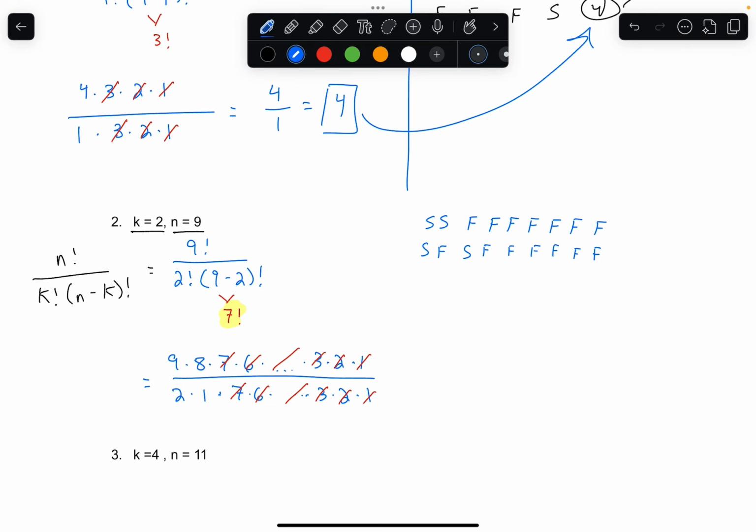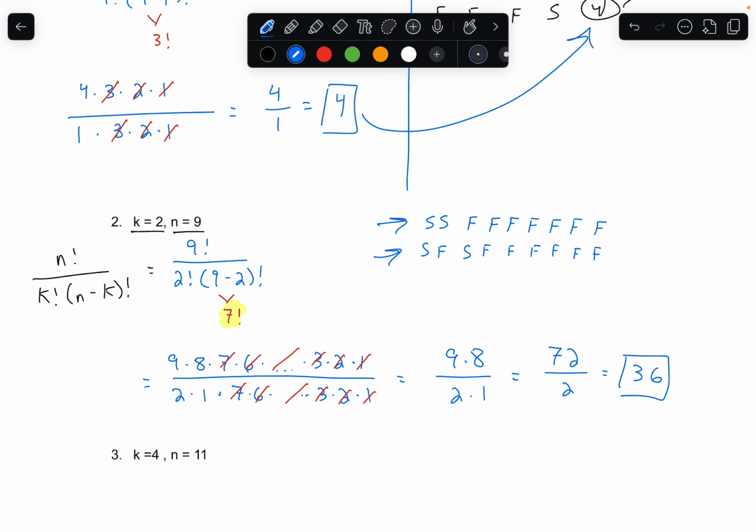So what am I left with? In my numerator, I just have 9 times 8, and in my denominator, I just have 2 times 1. So I've got 9 times 8 over 2 times 1. So 9 times 8, I should end up with 72 divided by 2. I should end up with 36. So that's the total number of ways that I can arrange these 2 successes in 9 trials. I would have had to list 36 of these different outcomes every single time, and that's just a pain to do. It's not feasible for us to do for every single problem.